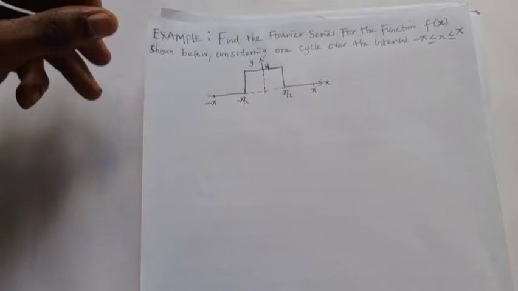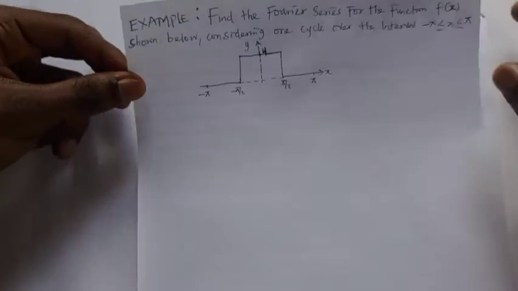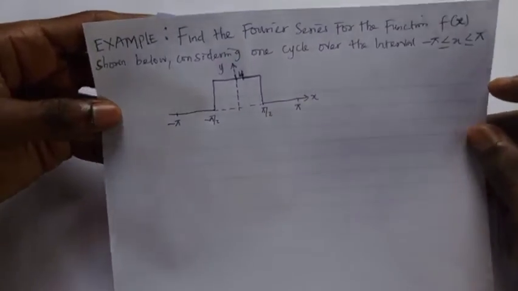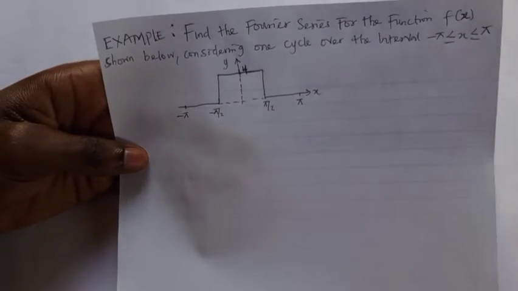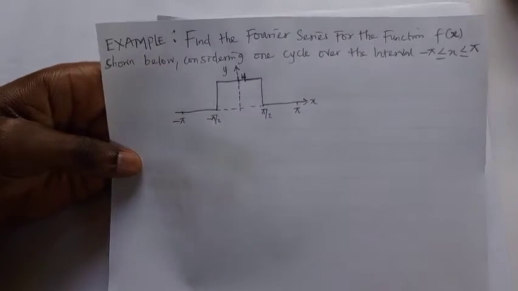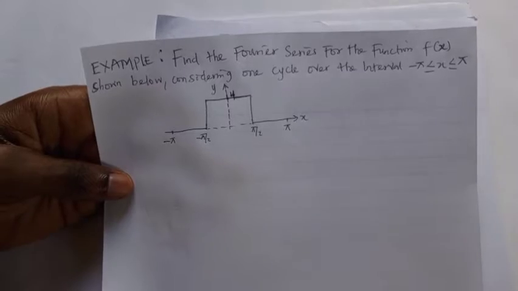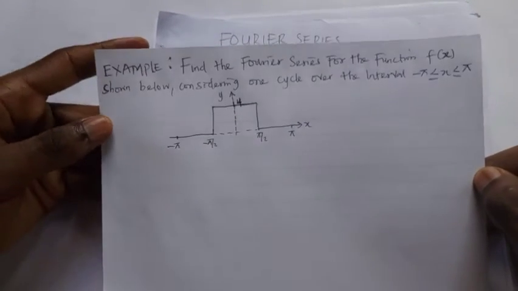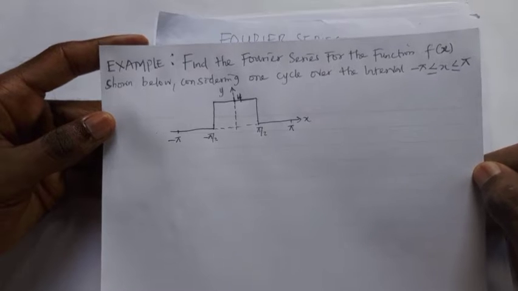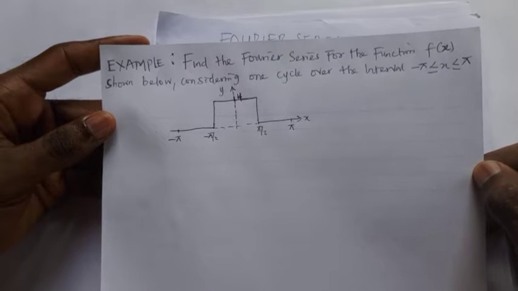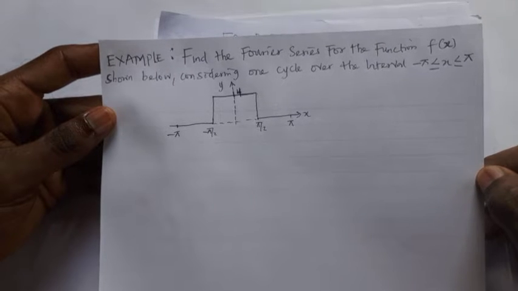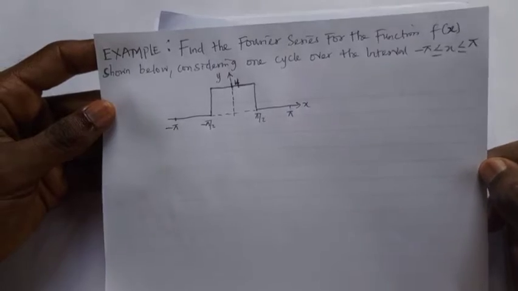So today we are going to solve an example on the Fourier series. We are going to see how we can use Fourier series to analyze functions. So the question says find the Fourier series for the function f of x shown below, considering one cycle over the interval minus pi less than or equal to x less than or equal to pi.